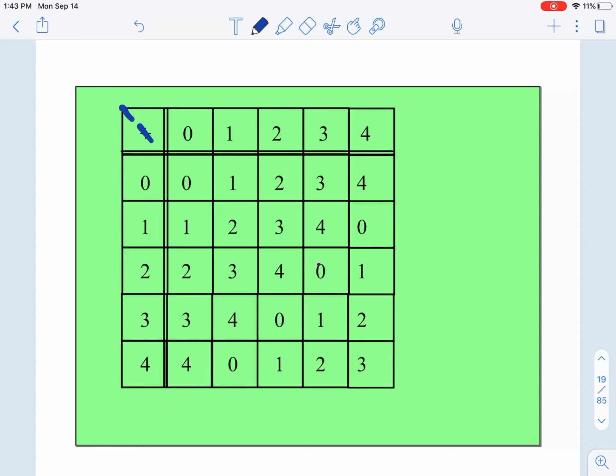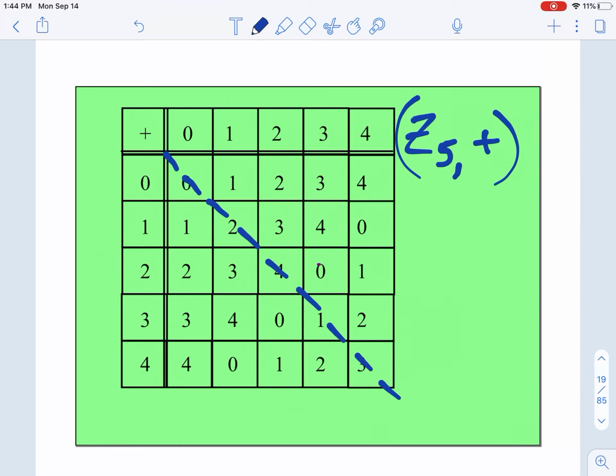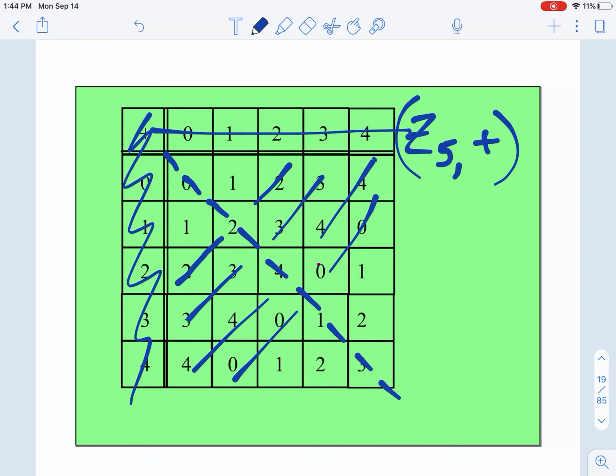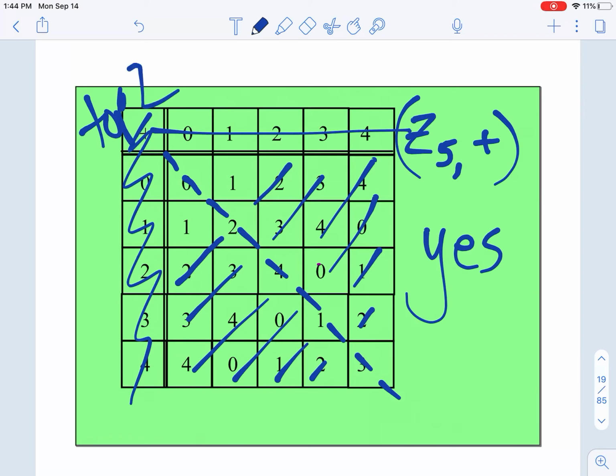So let's take a look at this. First of all, what system is this? It is the 5 addition. And is this commutative? So I'm going to not focus on this. I'm not focusing on this. So I'm just looking 2 and 2, 3s and 3s, 4s and 4s, 0s and 0s, 1s and 1s. Okay, yes, I'm going to say yes, this is commutative. And the reason is there is mirror symmetry across the top left to bottom right diagonal.